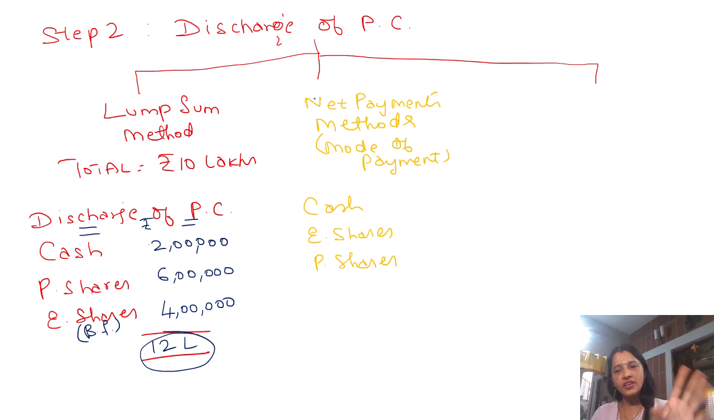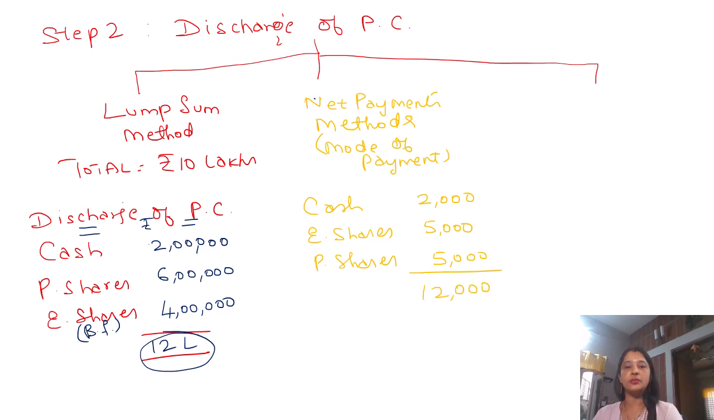If cash is not there, fine, it is not given. It means it is not given. So how much cash was given, how much equity shares were given, and how much preference shares were given. So you know clearly. Say for example, cash they had given 2000. Equity shares they had given 5000. Preference shares they had given 5000. So how much is the total PC? Total PC is 12,000. So in this case, you know how the purchase consideration was discharged.